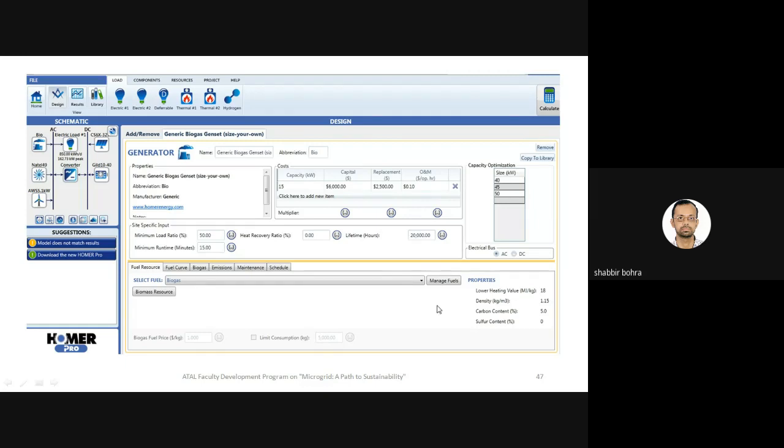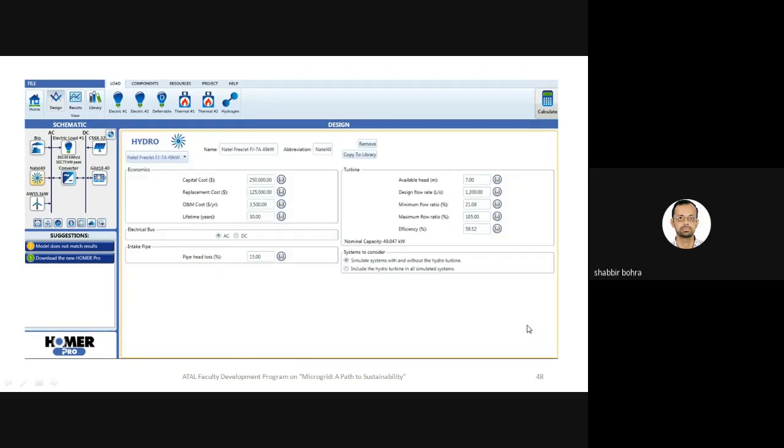These three are considered. Apart from that, the lower heating value is 18. The density of the fuel is 1.15 kg per meter cube. Carbon content it has is 5%. It has no sulfur content. So this is for a generic kind of genset.